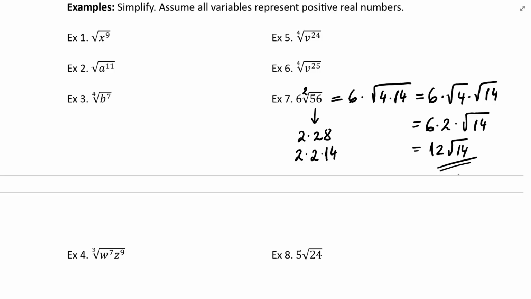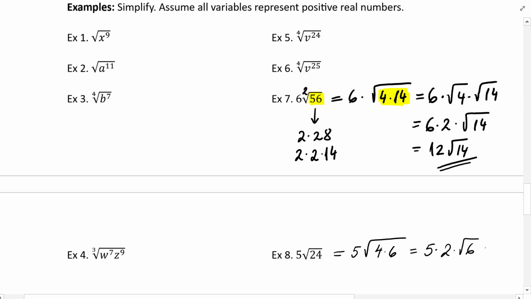We want to write the numbers under the root using factors, and in those factors we should have perfect squares. So let me try another one, this example 8 from here. So 5 times 24, I'm going to write it 4 times 6. So again, I can say 5 times square root of 4, it's 2, and square root of 6 cannot be simplified, so we end up with 10 square root of 6.